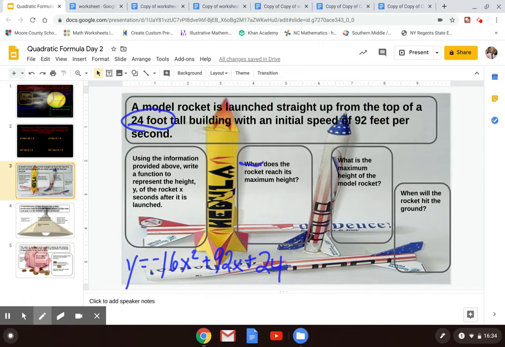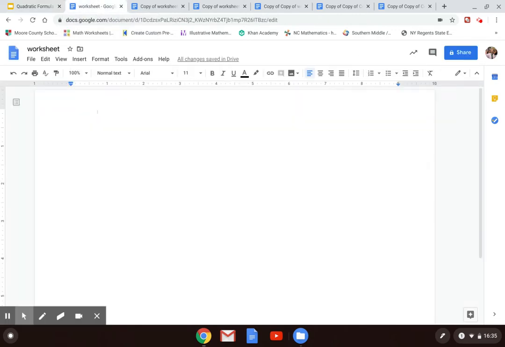Okay, so the next block says, when does the rocket reach its maximum height? So the word when implies time. So if we're looking for time, we're looking for x. So what we're going to do is use the formula that I taught you before for finding the axis of symmetry. All right, so to find the axis of symmetry, I would go over here, and I'm going to say x equals negative b over 2a.